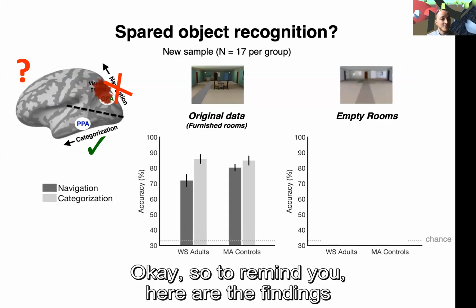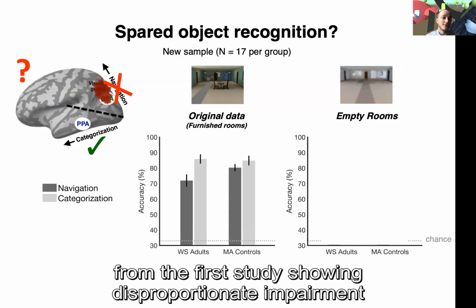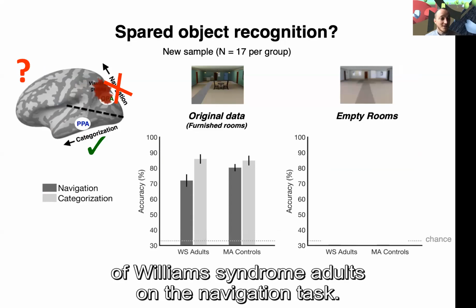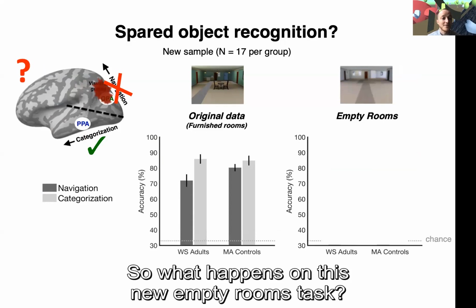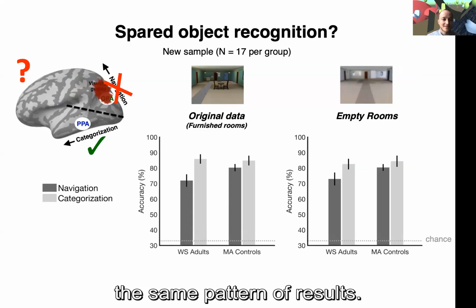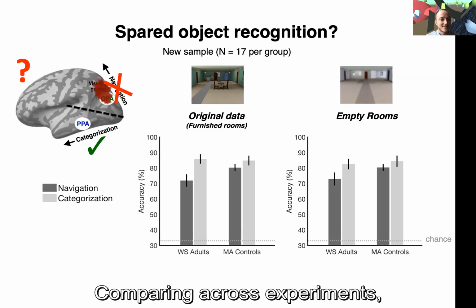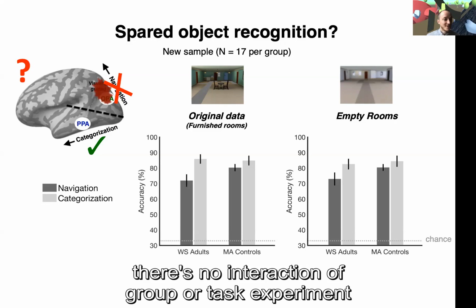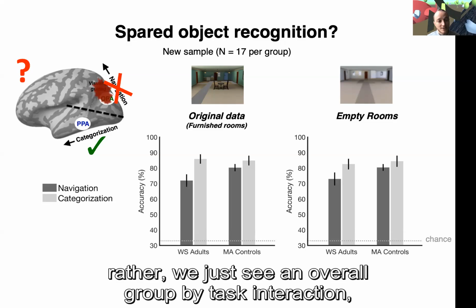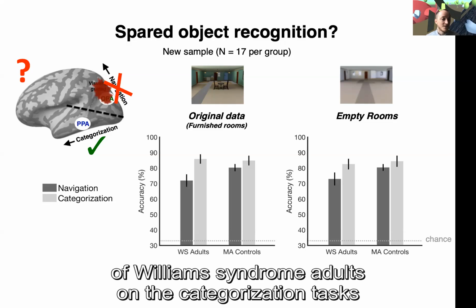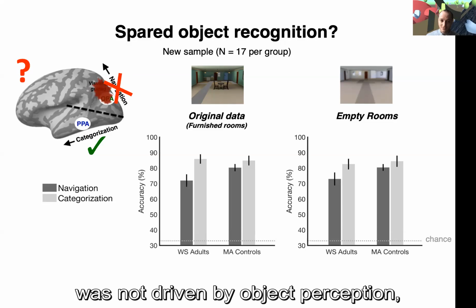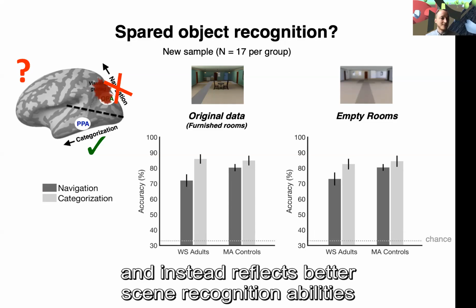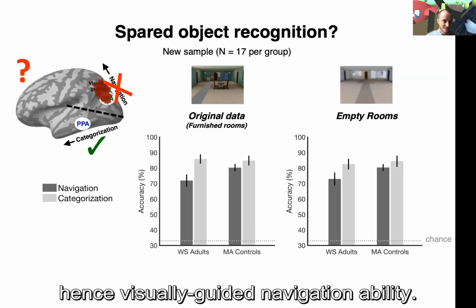Okay, so to remind you, here are the findings from the first study showing disproportionate impairment of Williams syndrome adults on the navigation task. So what happens on this new empty rooms task? Well, as you can see, we find essentially the same pattern of results. Comparing across experiments, there's no interaction of group or task with the experiment. Rather, we just see an overall group by task interaction, revealing that the spared performance of Williams syndrome adults on the categorization task was not driven by object perception and instead reflects better scene recognition ability than visually guided navigation ability.